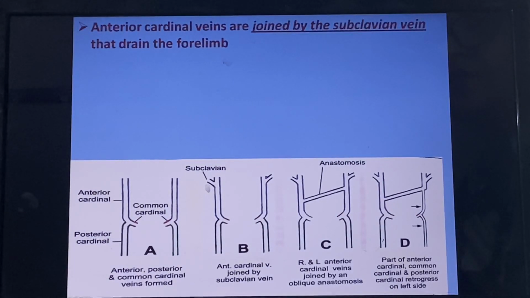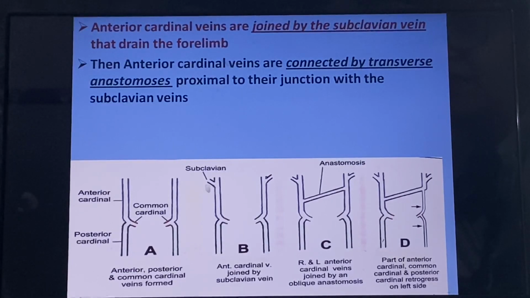Now anterior cardinal veins are joined by the subclavian vein that drains the forelimb. In diagram B, you can see this is the subclavian vein, which is joining the anterior cardinal vein. Then anterior cardinal veins are connected by the transverse anastomosis proximal to their junction with subclavian veins. You can see in diagram C, this is the anastomosis which is formed between these two anterior cardinal veins.